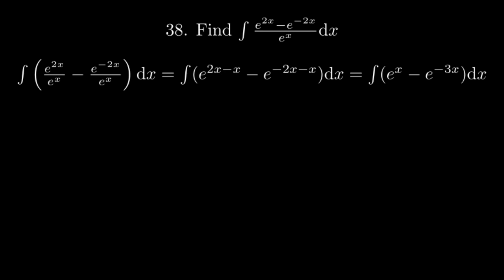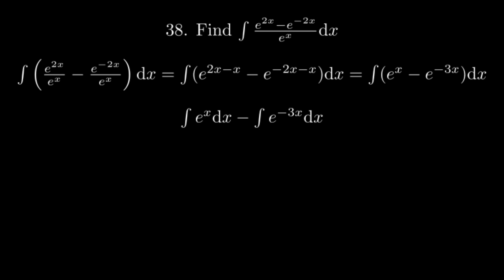Let's tackle question 38. We need to find the integral of (e to the 2x minus e to the minus 2x) divided by e to the x dx. First, let's simplify the integrand by dividing each term in the numerator by the denominator. Now we can integrate term by term. The integral of e to the x is e to the x.